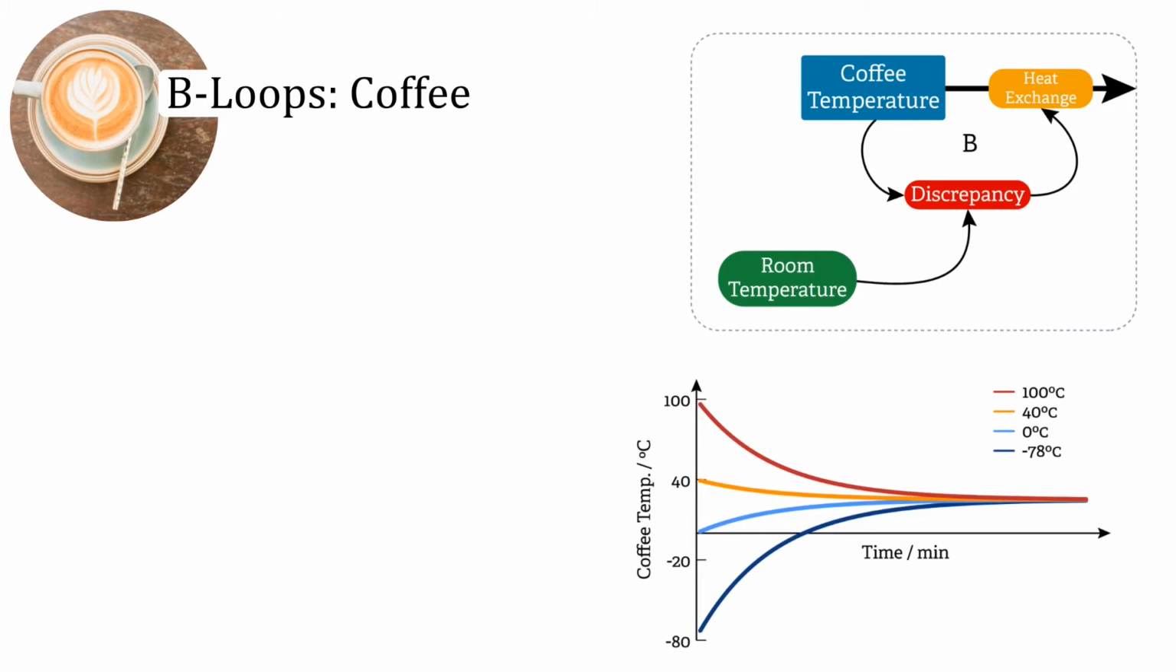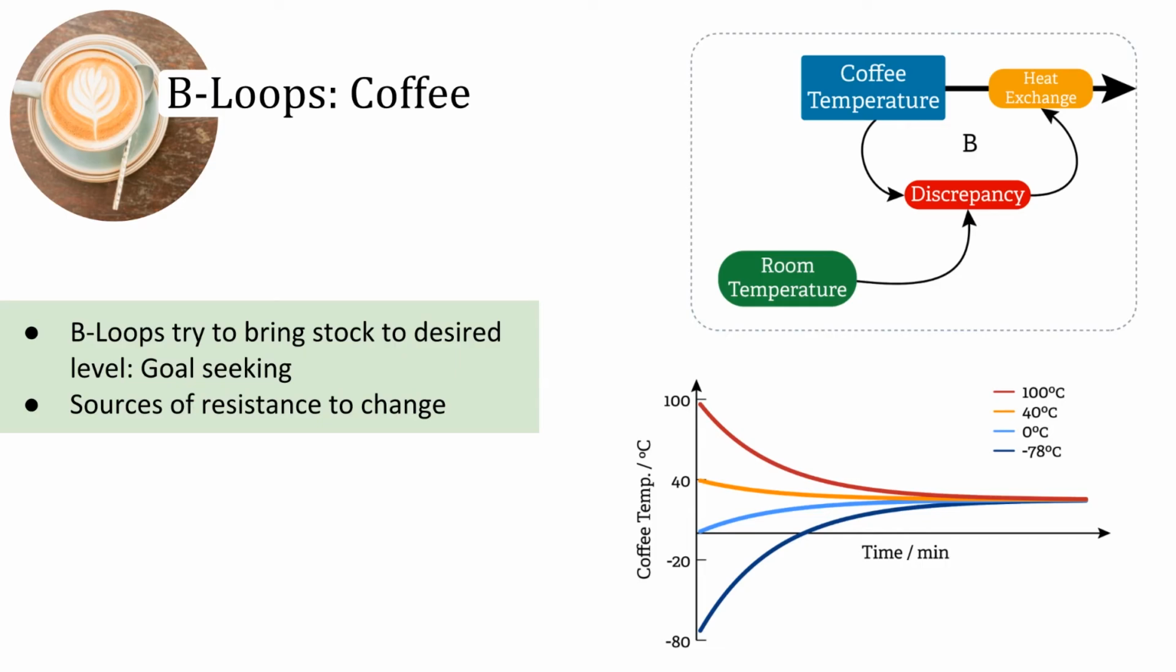The same goes for iced coffee. So if we have iced coffee, instead of cooling down, it will warm up gradually to room temperature. And if we throw dry ice in our coffee and get coffee which is minus 78 degrees Celsius, that's the dark blue curve, it will warm up much quicker than if we just have regular iced coffee at 0 degrees Celsius.